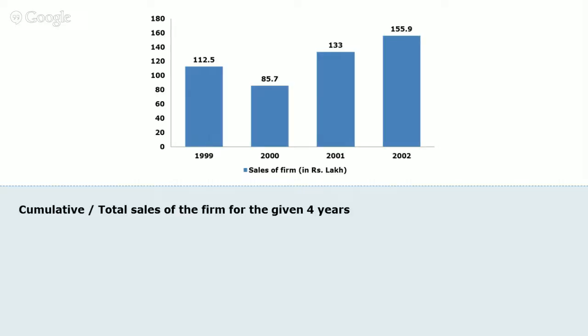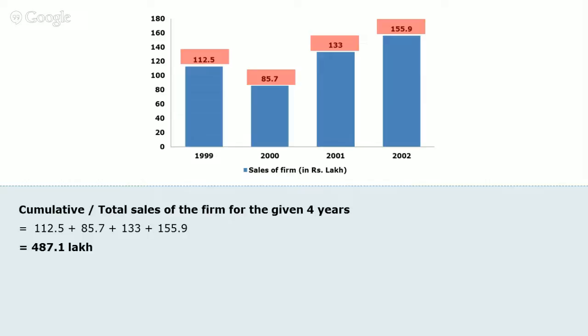This cumulative or total sales will be nothing but the addition of the sales figures in all these 4 years. So this will be equal to 112.5 lakh rupees plus 85.7 lakh rupees plus 133 lakh rupees plus 155.9 lakh rupees. We go ahead and add all these sales figures and we arrive at the final number, which is 487.1 lakh rupees. So the total sales generated by this firm over the 4 years is equal to 487.1 lakh rupees.